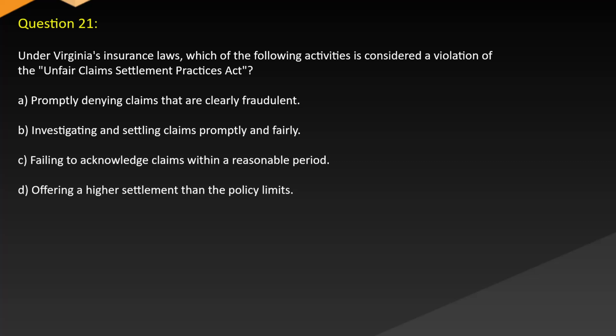Question 21. Under Virginia's insurance laws, which of the following activities is considered a violation of the Unfair Claims Settlement Practices Act? A. Promptly denying claims that are clearly fraudulent. B. Investigating and settling claims promptly and fairly. C. Failing to acknowledge claims within a reasonable period. D. Offering a higher settlement than the policy limits.